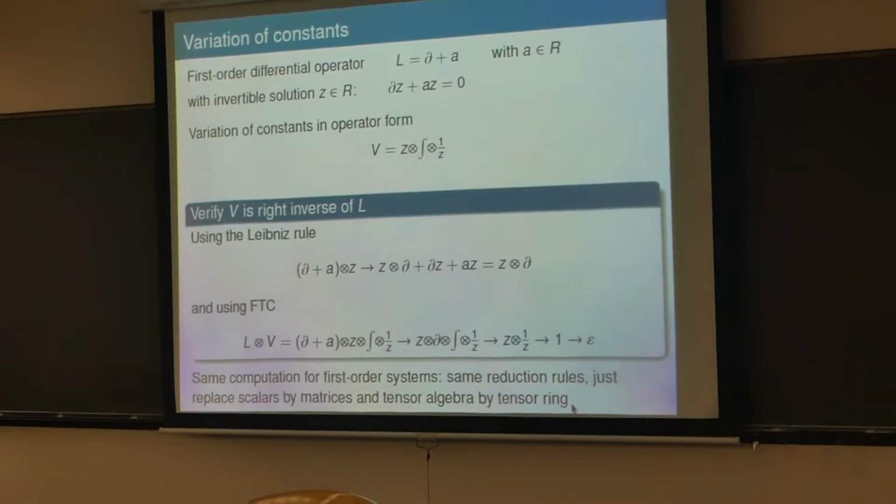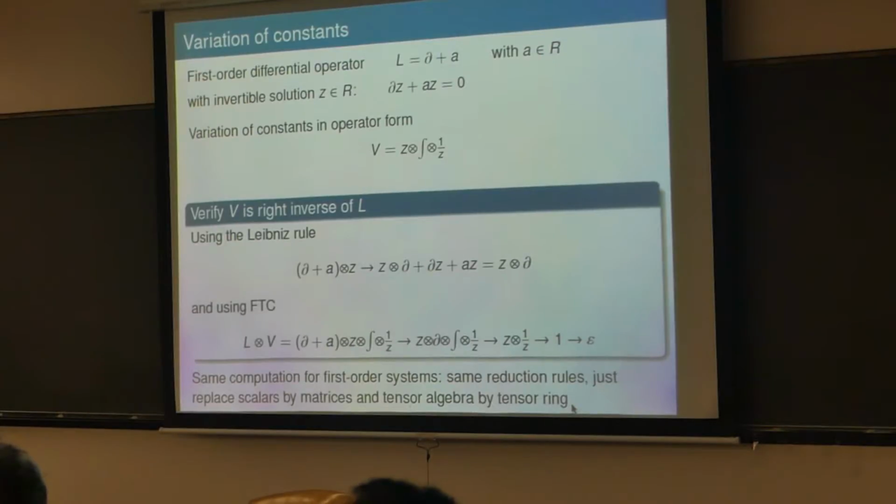There's one, so you just have to replace scalars by matrices and the tensor algebra by the tensor ring. Why is this? Because one assumption that we had so far is we always tensored over the ring of constants of our differential algebra, and we assumed this to be a commutative ring. But if we have matrices, then the constants are the constant matrices, and so it's not a commutative ring anymore.